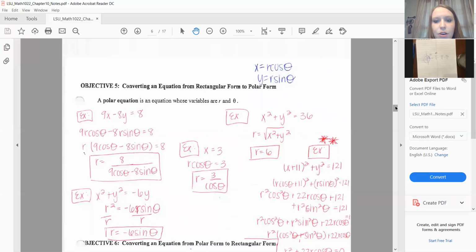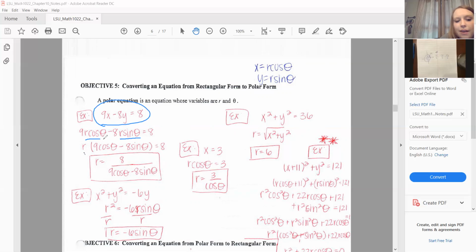Okay, so x is equal to r cosine theta, y is equal to r sine theta. That's what you're using. First, this is the problem they're going to give you, just a regular equation that you would see in algebra 2 or something. 9x minus 8y equals 8. You have to convert it to a polar equation. Well, x is r cosine theta, y is r sine theta. So you just plug those in.